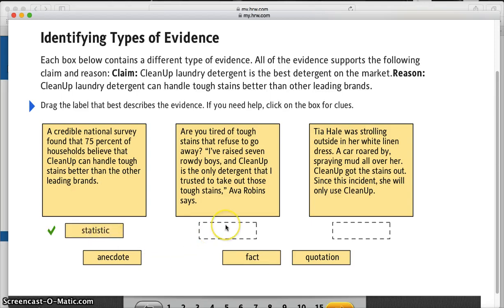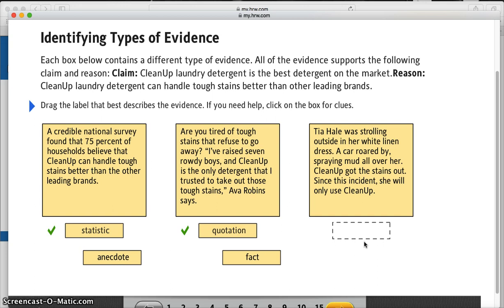Moving on to our next one. Are you tired of tough stains that refuse to go away? I've raised 7 rowdy boys. Whew, good grief. I see a quote. And Clean Up is the only detergent that I trusted to take out those tough stains. So this might be considered expert testimonial. It is a quotation.